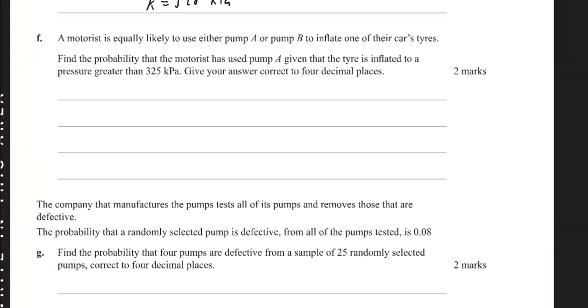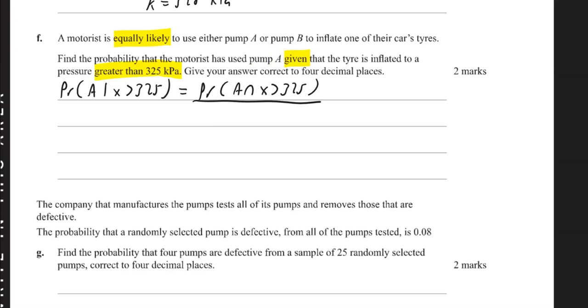Part F, the motorist is equally likely to use either pump A or pump B, so that's half chance for each. And we want to find the probability that the motorist used pump A, given that the tire is inflated to a pressure greater than 325 kPa. That's going to be probability of A given x is greater than 325, is the intersection of A and x is greater than 325 over the probability of x is greater than 325.